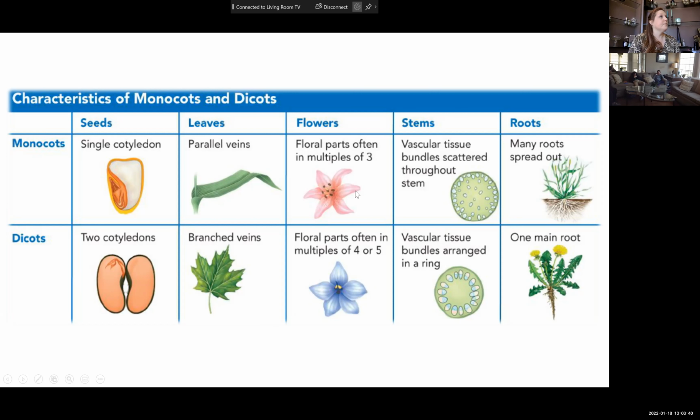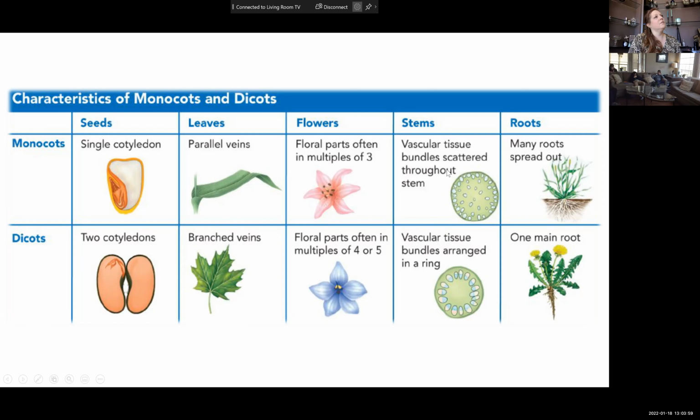Another way to tell is say you just have a flower. You don't have a leaf, but you have a flower to look at. If you wanted to count petals, your monocots are going to be in multiples of 3, always. And your dicots are going to be in multiples of 4 or 5, which is really interesting. You could count the petals and see how many you have.